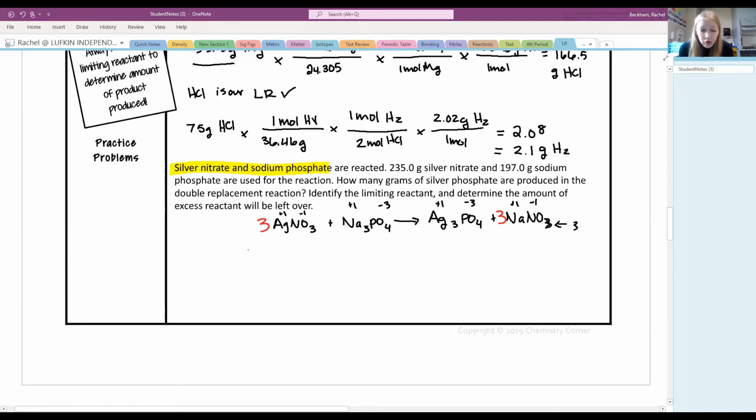So now that you've written your reaction, now we can go on with the question. It says that 235 grams of silver nitrate and 197 grams of sodium phosphate are used for the reaction. All right, so we got to figure out which one limits us. But then it says, how many grams of silver phosphate are produced in the reaction? Identify the limiting reactant and determine how much excess reactant will be left over. So we've got to identify our limiting reactant and then use that one to get to grams of silver nitrate.